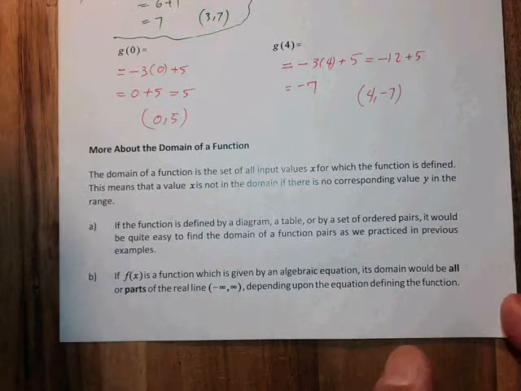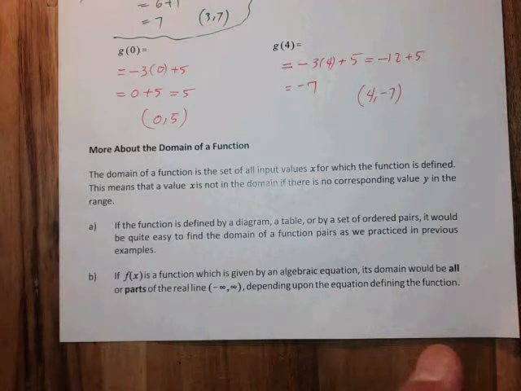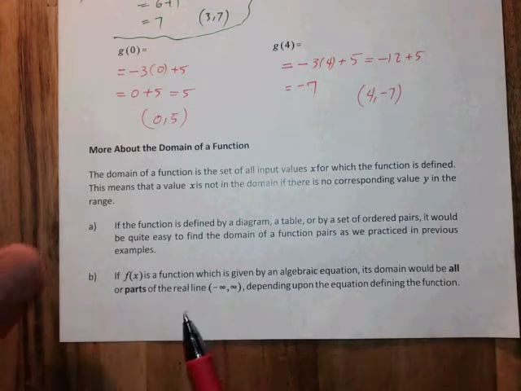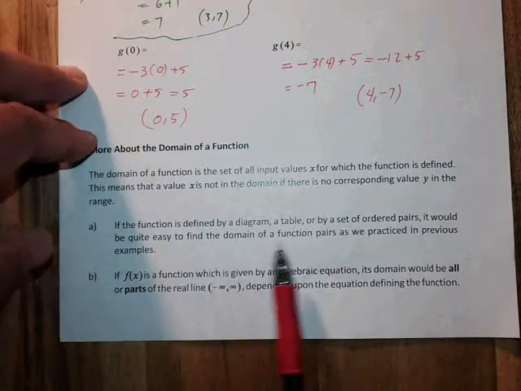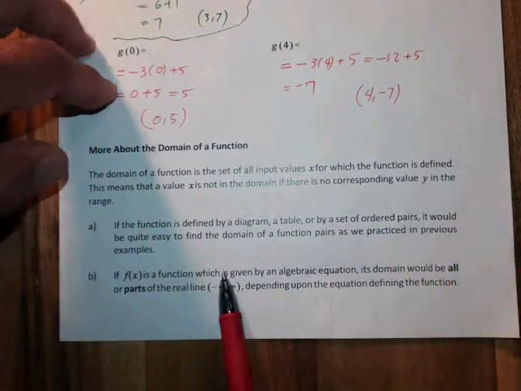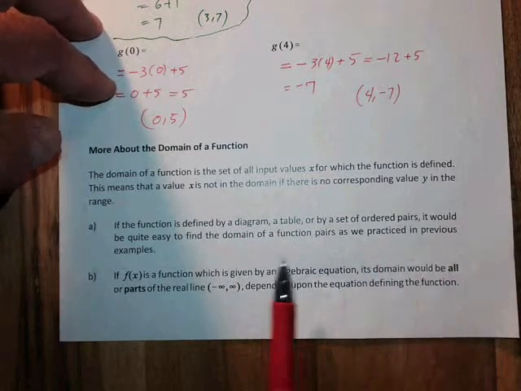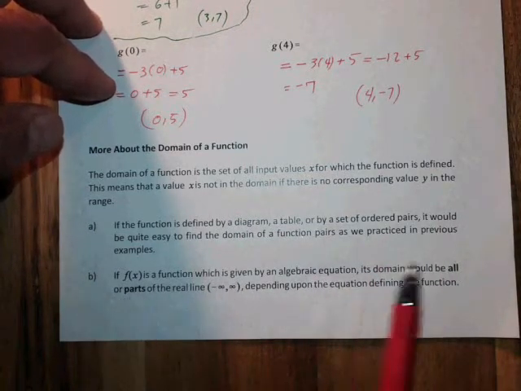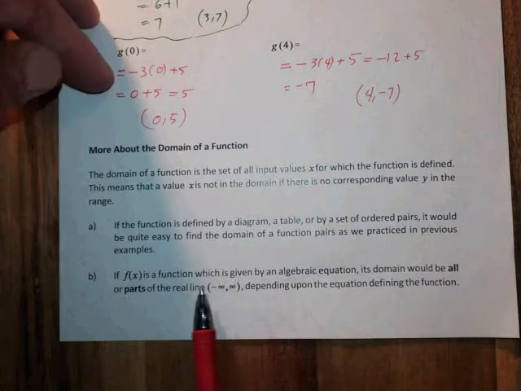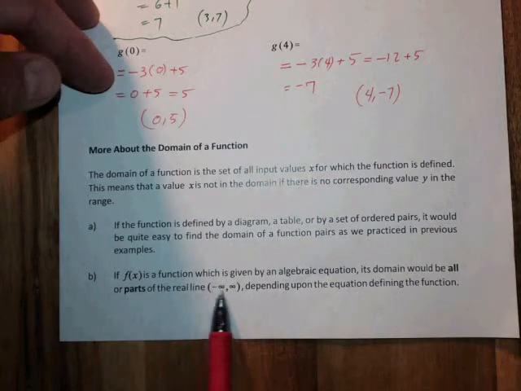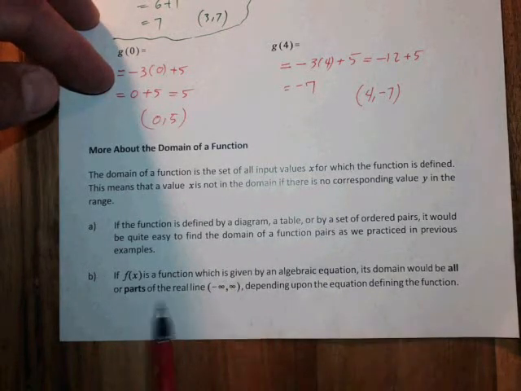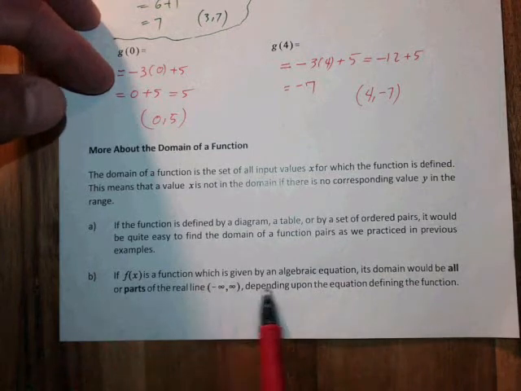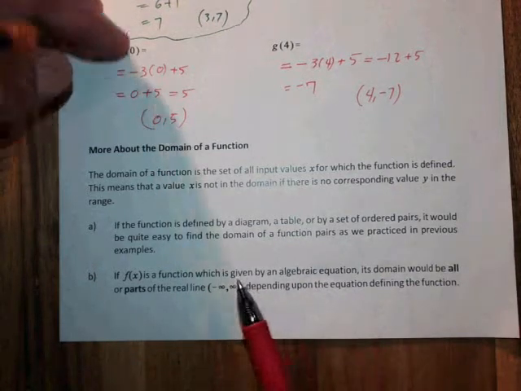But it becomes a little bit tricky when your function is defined by an algebraic equation, because in that case the domain may contain infinitely many x values. So really, sometimes it's difficult to spell out all the possible x values, because the domain could be part of the real line from minus infinity to infinity, or all of it probably sometimes. Everything from minus infinity to infinity, sometimes part of it.